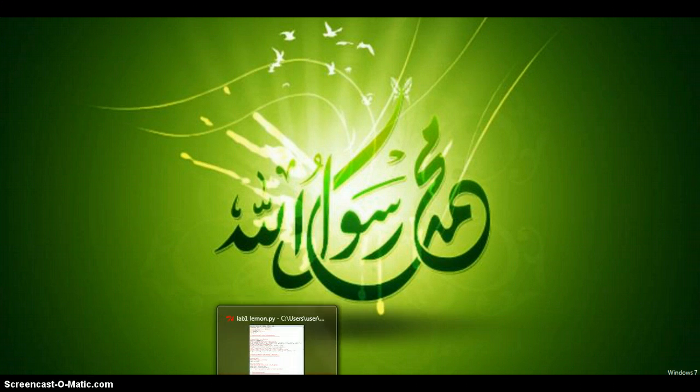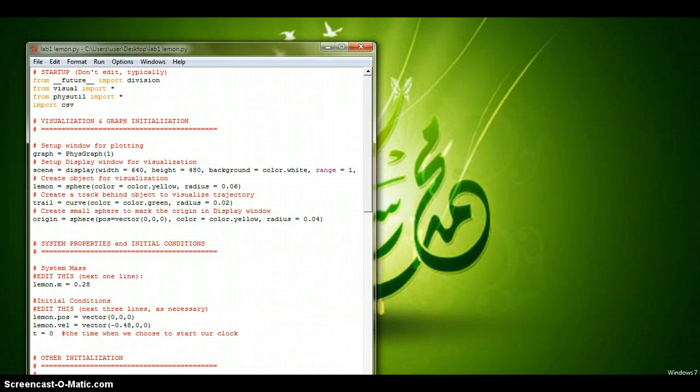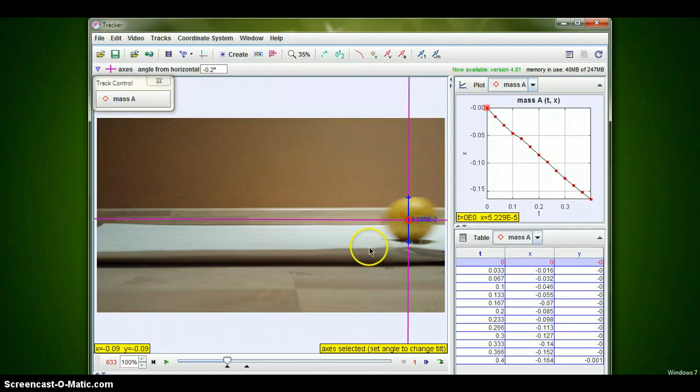We have here a clip of a piece of lemon on Tracker, moving on a steady horizontal surface. The mass of this object is equal to 0.28 kilogram in the SI unit system, and the average diameter of this object is equal to 0.06 meter, for calibration stick here as shown here.